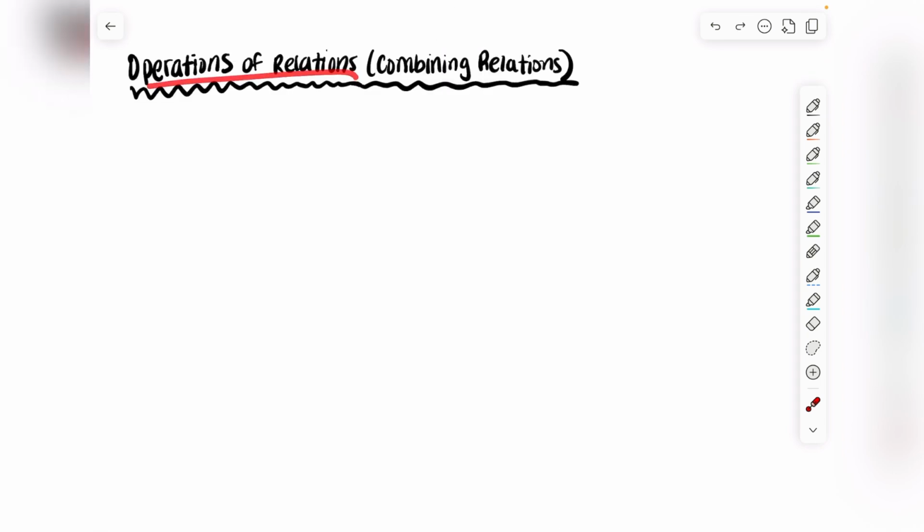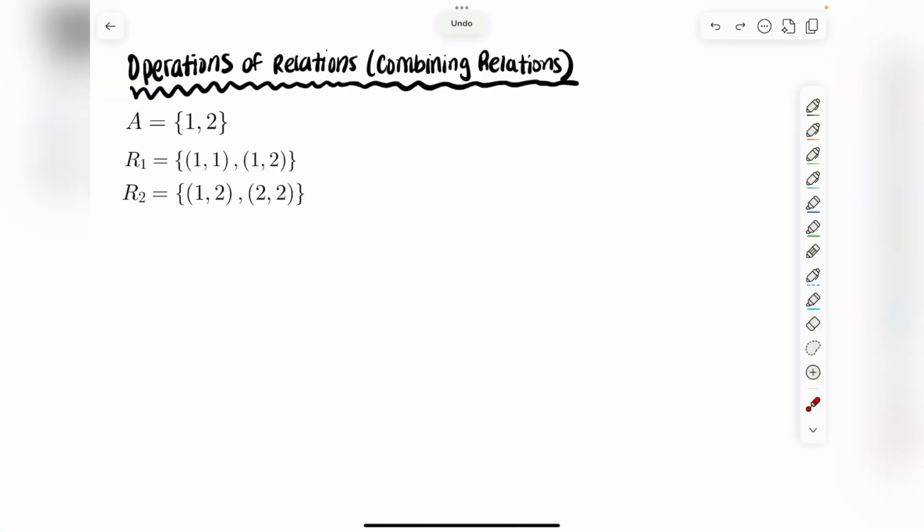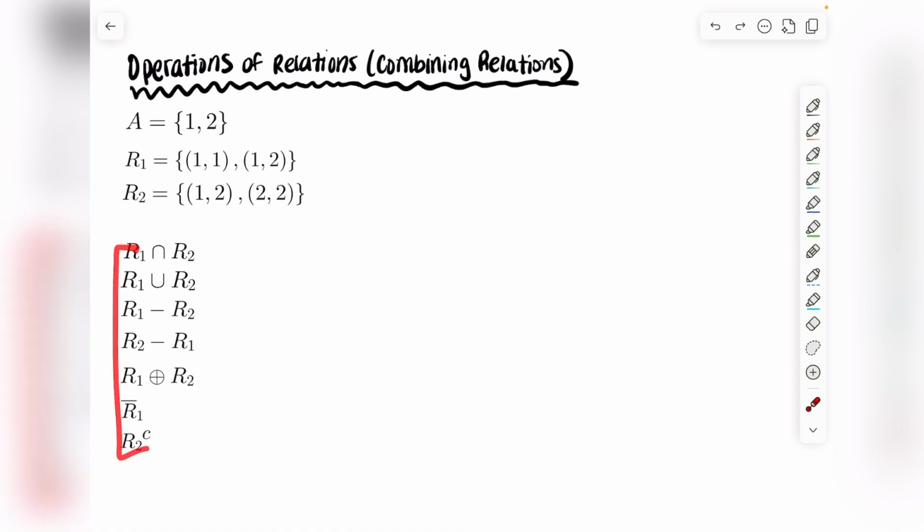The next thing we can do with relations is operate on them. So we're going to learn about operations of relations, or what your textbook likes to call combining relations. But this is really just the same thing as operations of sets. So given relations and the original set, let's find the following basic operations.